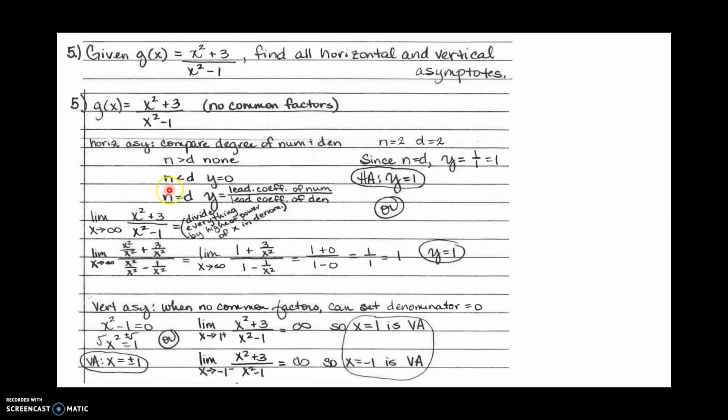When the degree of the numerator was less than the denominator, you had a horizontal asymptote. It was y equals 0. Don't just tell me 0. Make sure you tell me y equals 0. 0 is a point. Y equals 0 is a line, an asymptote.